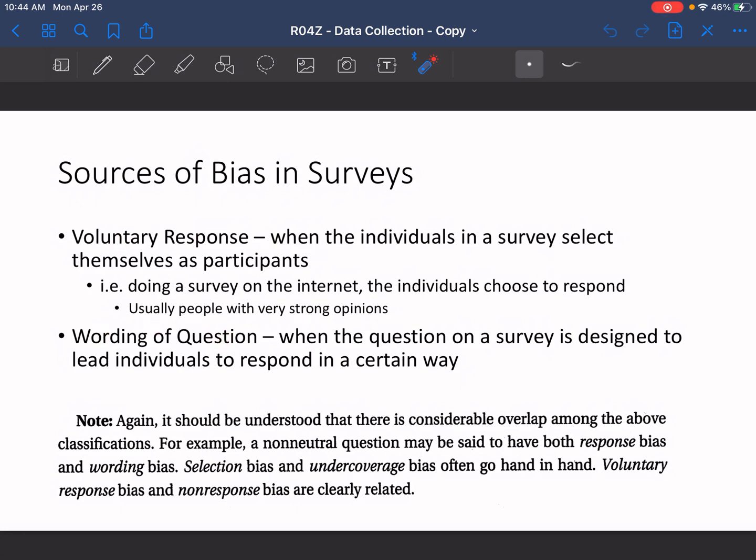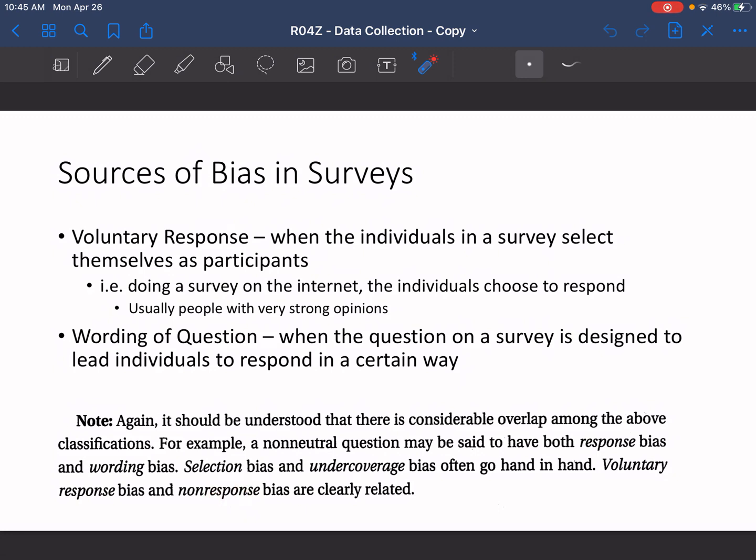And then we also have a wording of question bias, and that's when a question on a survey is designed to lead individuals to respond in a certain way. Now, it's important to note when thinking about all of these biases that it should be understood that there is considerable overlap among those classifications. For example, a non-neutral question may be said to have both a response bias and a wording bias, or one or the other. Selection bias and undercoverage bias also would go hand in hand, and voluntary response bias and non-response bias could also go hand in hand.